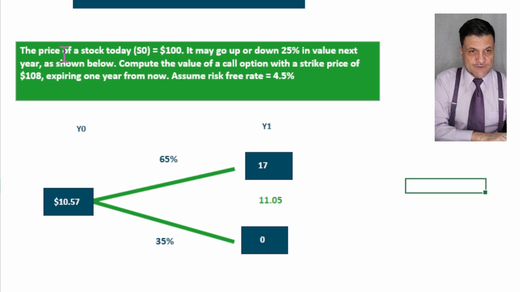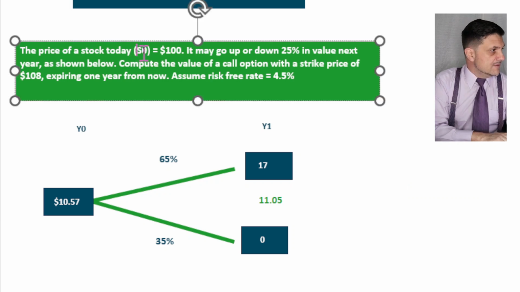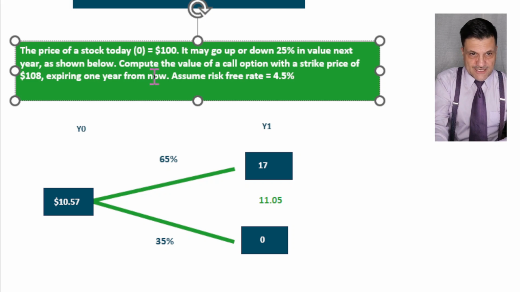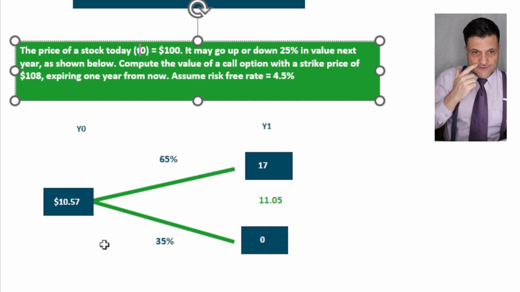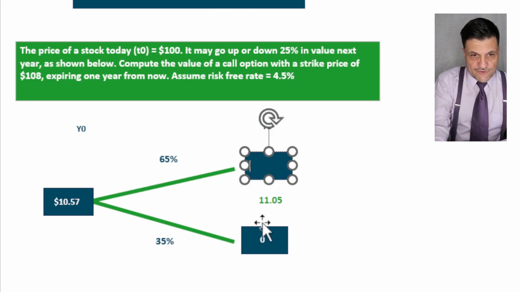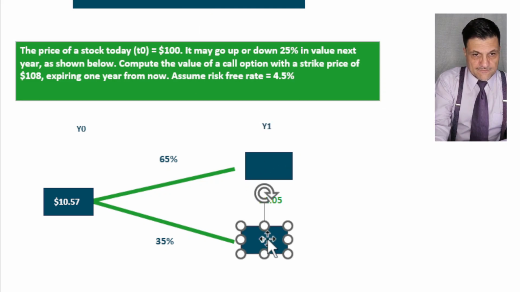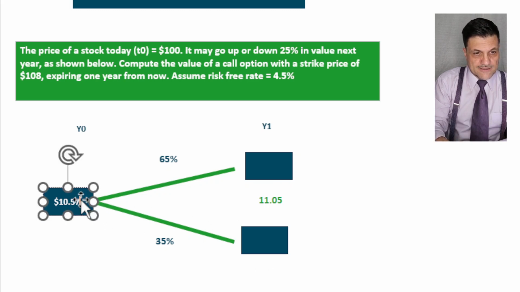Let's see this example. The price of a stock today is 100. It may go up or down 25% in value next year. So go up 25% or go down 25%. All right, okay. Let's actually remove those numbers from here, because I want to solve that with you.